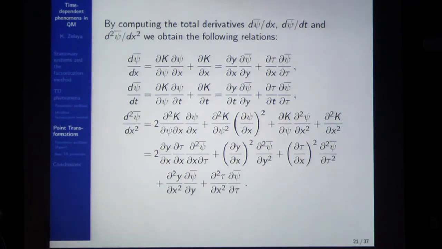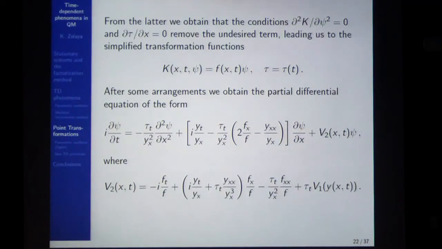I will get a nonlinear term from here. You can see this is the partial derivative with respect to x squared. But I don't want nonlinear terms. So I will fix this k in such a way that this quantity is 0, and also this quantity goes to 0. After doing all the math and calculations, I get these two new constraints. K is basically linear in psi with this new function to be determined, and tau is a function that depends only on time. And in the end, I get this partial differential equation.